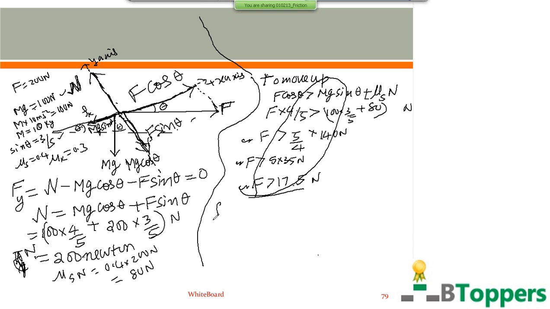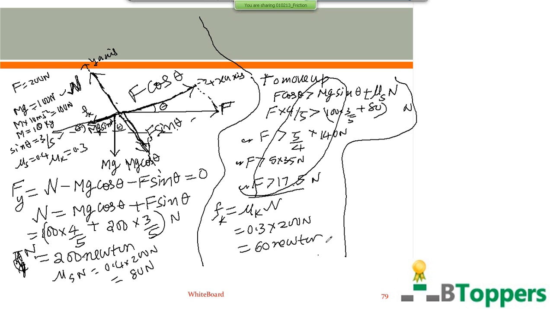So when the block is in motion, the magnitude of the friction force on the block will be equal to the kinetic friction. The magnitude of kinetic friction is equal to mu k into N. Here mu k is 0.3. The magnitude of the normal reaction we calculated is 200 newtons. So the magnitude of kinetic friction on the block will be 60 newtons. Fy is 0. When Fy is 0, the y component of the resultant force is 0. The resultant force on the block is equal to Fx, the resultant of forces acting in the x direction.